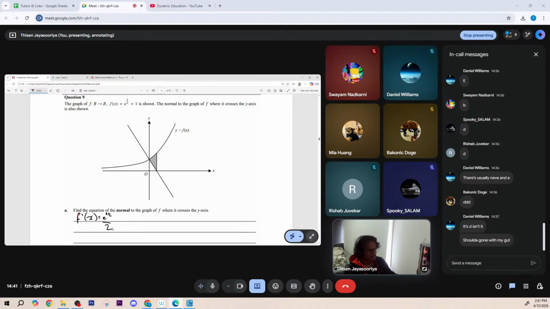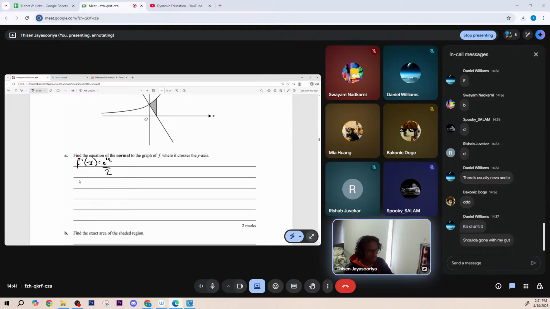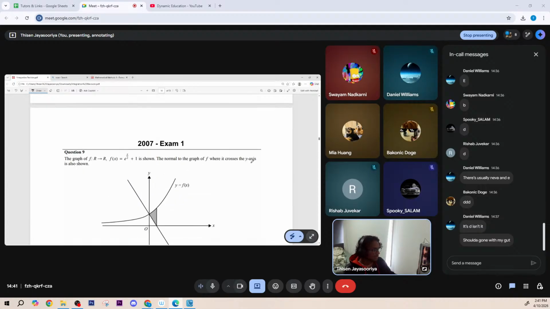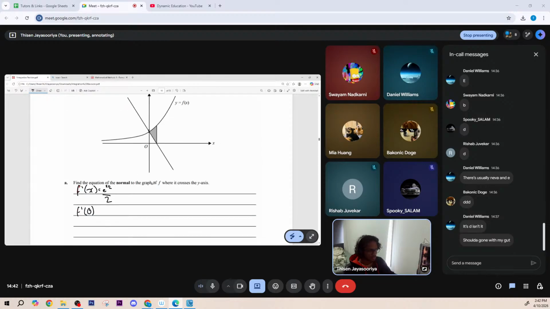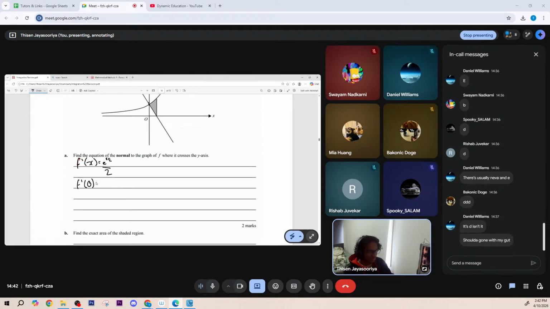Yep, over 2. So then, what point are we subbing in? 0. Yeah, because it says here it's the normal of the graph where it crosses the y-intercept, right? So where it passes the y-intercept is when x equals 0. So here I get 1 over 2, because here we get e to the power of 0 divided by 2. E to the power of 0 is just 1. So we get 1 over 2.